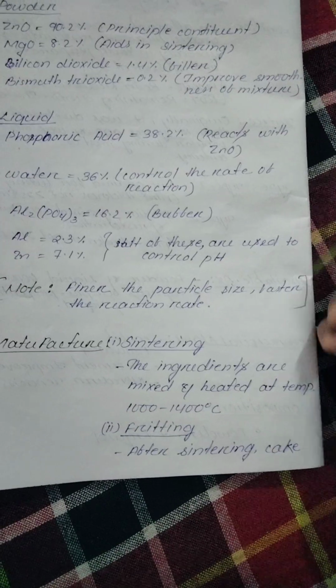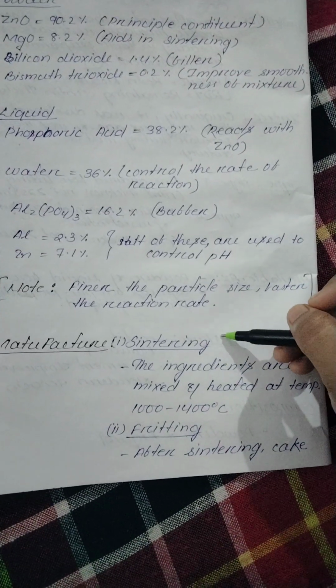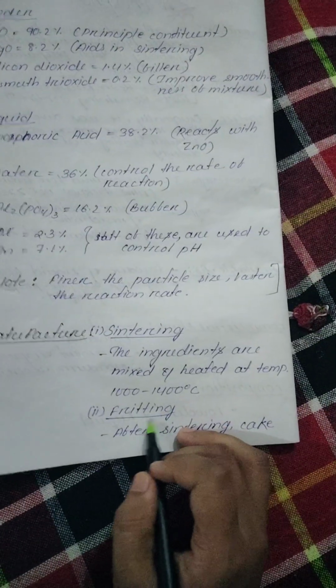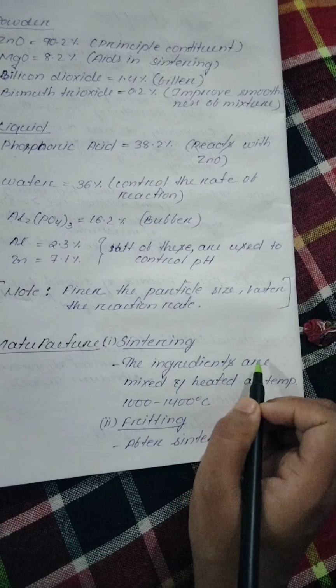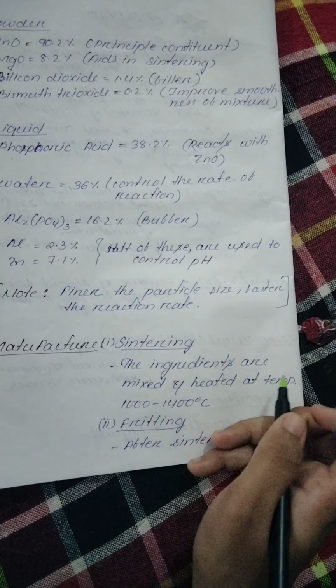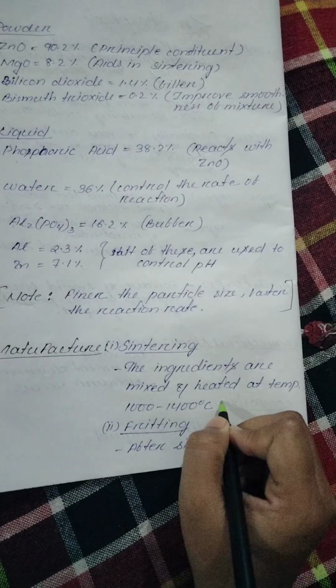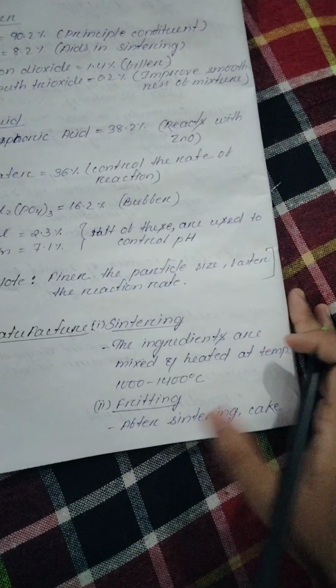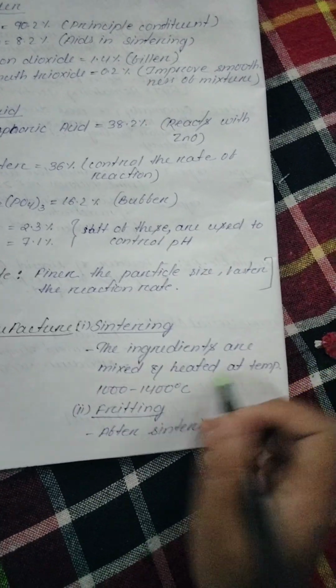Manufacture of zinc phosphate: sintering and fritting. First step sintering, second step fritting. Sintering: the ingredients are mixed and heated at a temperature of 1000 to 1400 degrees Celsius. It's a high temperature.